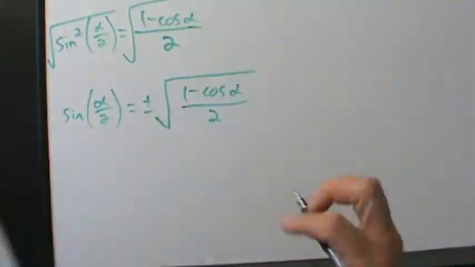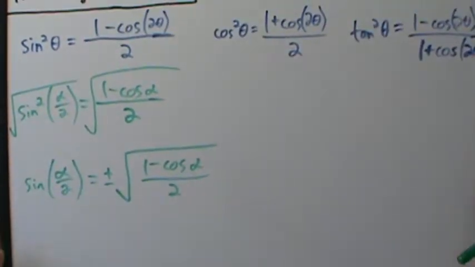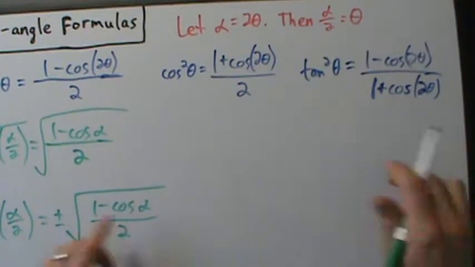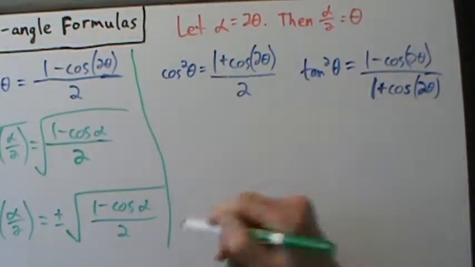So anyway, that establishes this first identity, or first formula here. Sine of alpha over 2 is plus or minus square root of 1 minus cosine alpha all over 2. Okay. Now the formula for cosine is going to be pretty much exactly the same thing. Actually, it really is identical. The only difference is this plus sign here, which makes no difference at all, really. And we're still going to use the same substitution. Let alpha be 2 theta. Okay, so we'll separate this here.